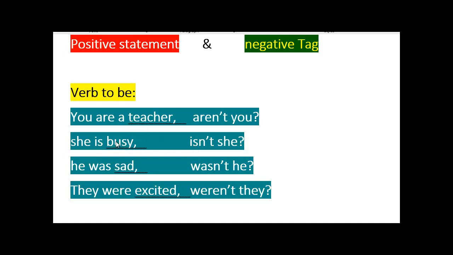That's a verb to be in the present. Okay, he was sad, wasn't he? That is a verb to be in the past. Okay, and they were excited, weren't they? Okay, that's also in the past, verb to be. Okay, negative, negative, negative, negative.